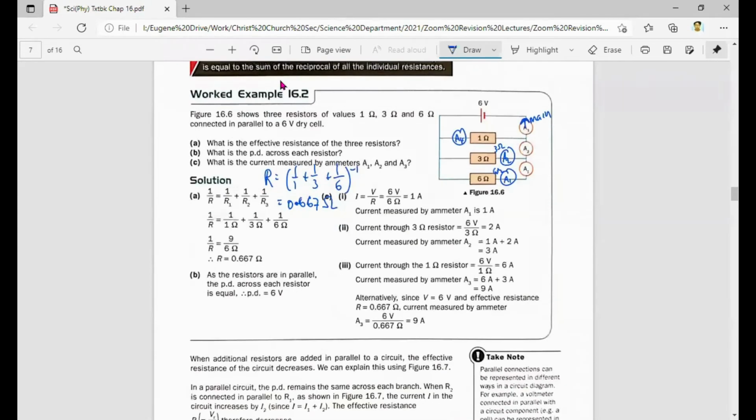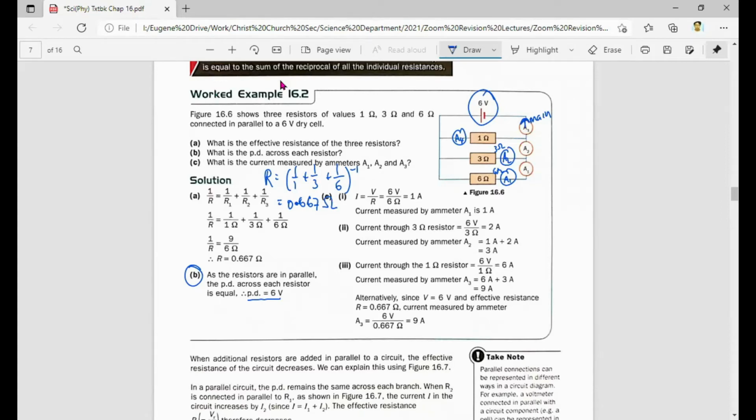Okay, next one, part B. What is the potential difference across each resistor? This is kind of lame, because when you have resistors connected in parallel, all of their potential differences are the same, and each of these potential differences is equivalent to the EMF of the cell. As such, on part B, the answer is the PD will be 6 volts, 6 volts, 6 volts across each of the resistors.